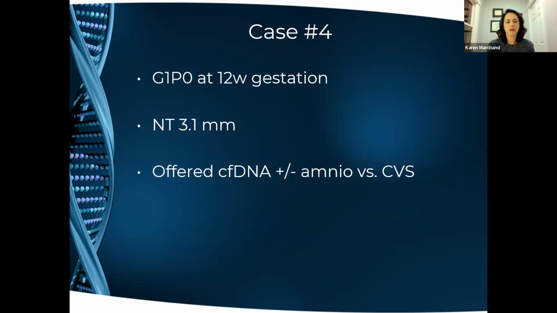Case number 4 is a primigravida patient seen at 12 weeks gestation who had an increased nuchal translucency measuring 3.1 millimeters. She was offered options of cell-free DNA plus or minus amnio based on those results versus CVS. And she opted to do CVS and therefore was offered microarray.